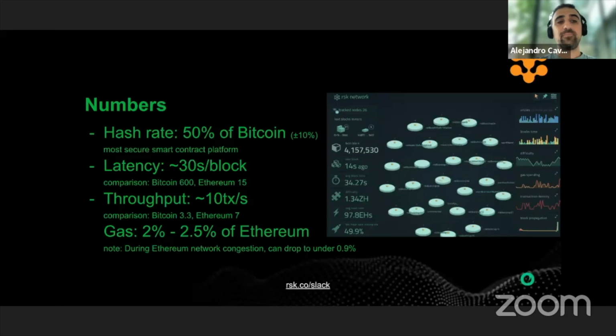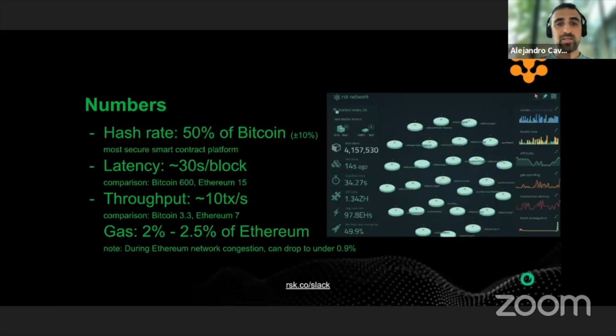We have an average time between blocks of 30 seconds. That's double that of Ethereum, and it's much faster than Bitcoin, but slower than Ethereum. But this is, let's say, in theory. In practice, sometimes the Ethereum network is very congested, so you need to wait a lot to get your transaction mined, and in Rootstock that doesn't happen. And the throughput is 10 transactions per second. That's higher than both Bitcoin and Ethereum.